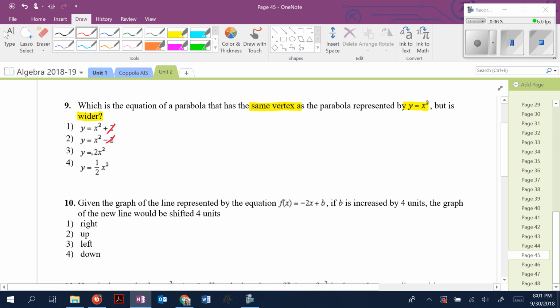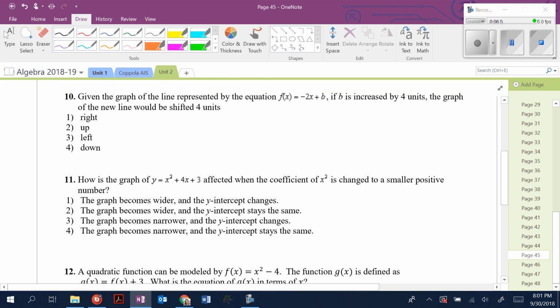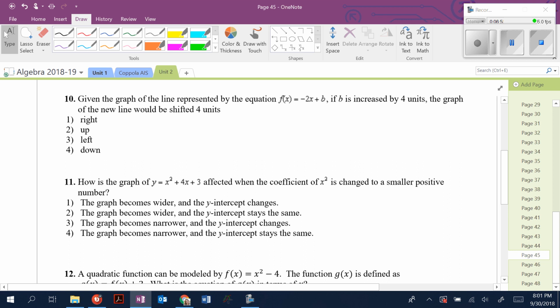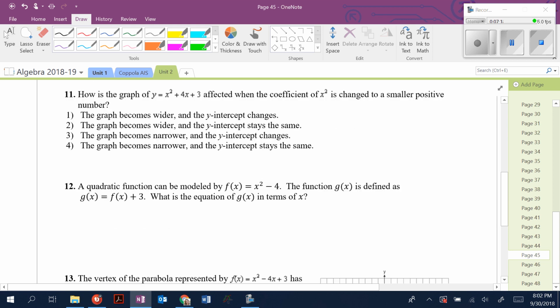We want a number that is going to make the function less steep, which is a fraction, 1/2. 2 would actually make it skinnier. Okay, 10. Given the graph of the line represented by f of x is equal to negative 2x plus b, if b is increased by 4 units, what is going to happen to the graph? It's on the outside. So if it's increased by 4, we're adding 4, which means our function is going to move up 4.